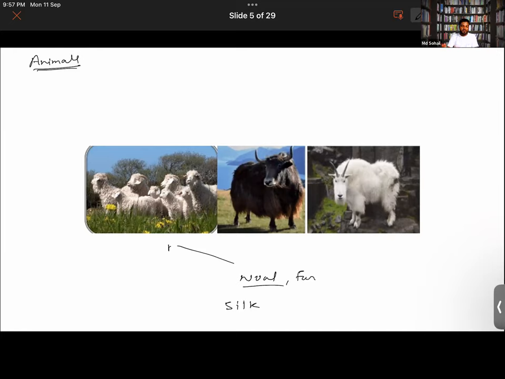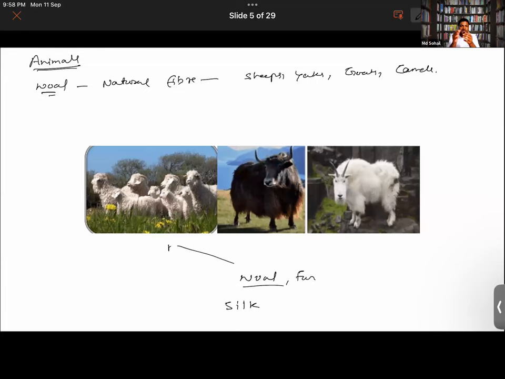For example, if you take wool here, wool is the natural fiber that is obtained from sheep, goats, yaks, even camels. These animals have an outer covering of hair, which protects their body and provides them with warmth in order to survive in the harsh climate.